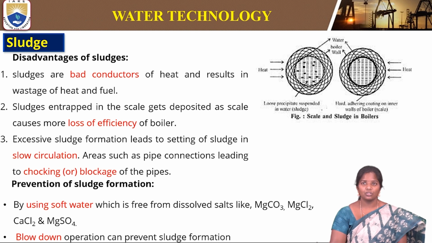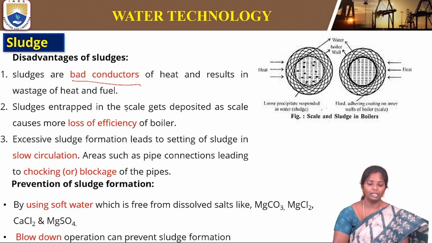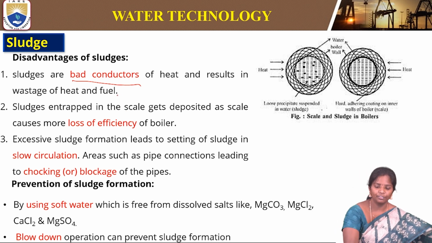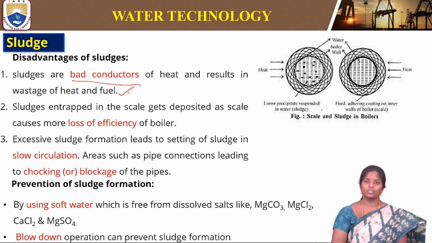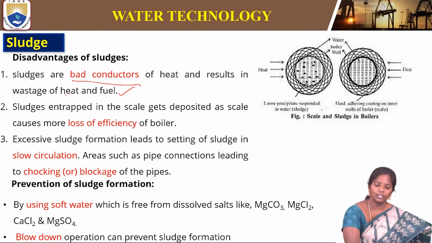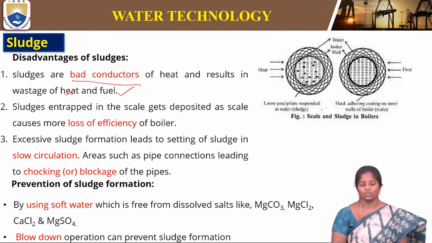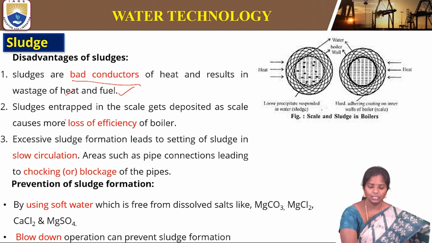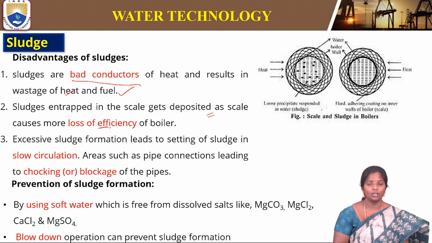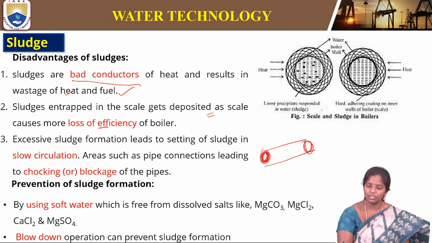So, what are the disadvantages of sludges? For example, if there is a formation of huge sludge in the boiler, what happens? These are bad conductors of heat and result in wastage of heat and fuel. There is some obstruction in the boiler for releasing the steam, so we have to heat it for more time, using more fuel. That is how it gets wasted. And sludges entrapped in the scales get deposited as scales and cause loss of efficiency of boilers. For example, if we have a tube like this and there is a formation of scale, the efficiency decreases.